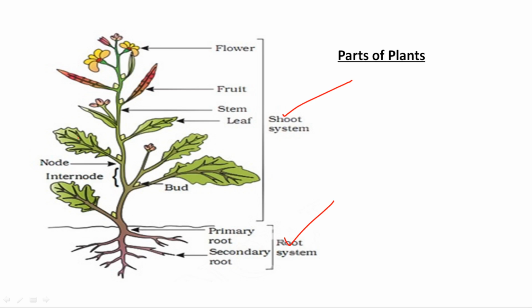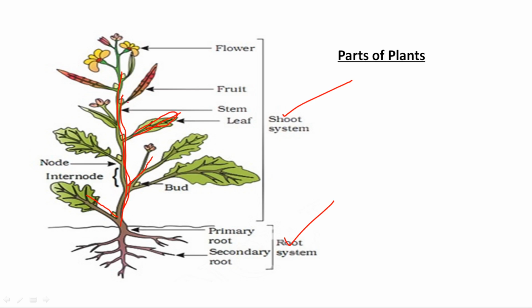Okay, shoot contains what? First, this one is grown straight upright. This one is the stem. Okay, then from the stem what will grow? Branches will grow. Okay, these are the branches. Then we have leaf. This is a leaf, a broad leaf.